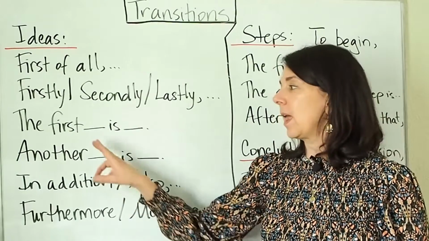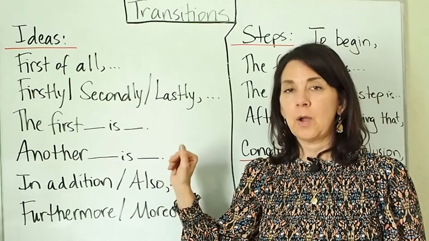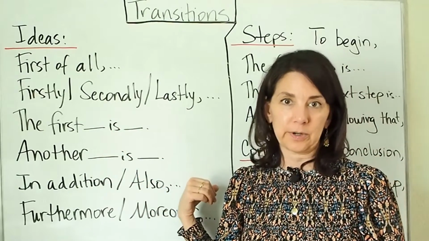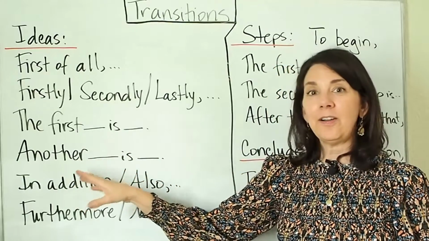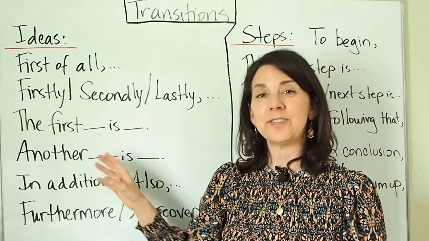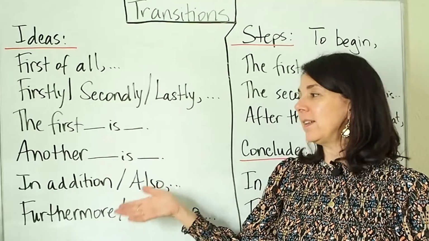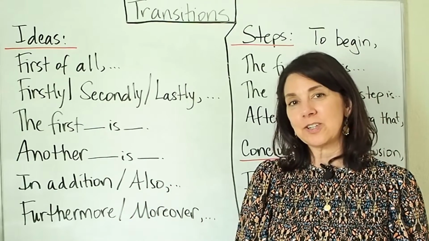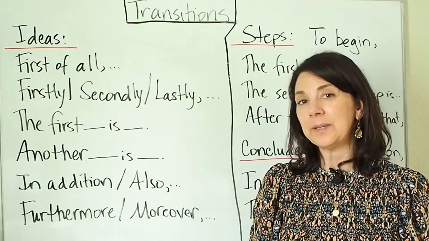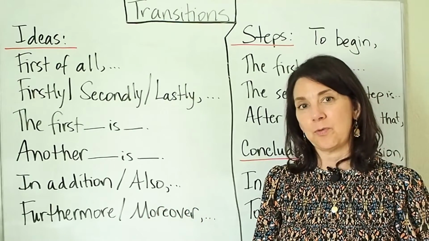For example, the first reason is cost. Or the first reason is that the cost is lower. Another difference is the price. Or another difference is that the price is lower. Okay, another thing that you can do is use adverbial conjunctions to show the next idea, and these indicate that another idea is coming. In addition, also, furthermore, and moreover.